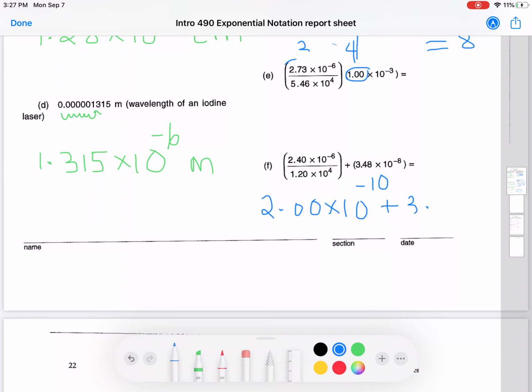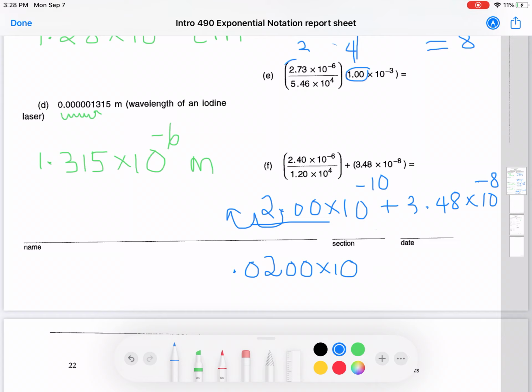Plus 3.48 times 10 to the negative 8. Now this is an addition, so we want to make sure we keep the same exponents when we are doing an addition. Now if we try to get both of these to negative 8, so we have negative 10, we can change this 2.00. Our decimal is right here, it's a bigger number. So what we are going to do now, we're going to move this decimal place 1, 2. If you move it, that will become 0.0200 times.